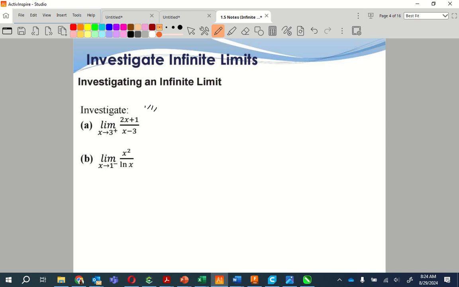Investigating an infinite limit. So infinite means it's going to go on forever somewhere. Now, this limit as x approaches 3 from the right.